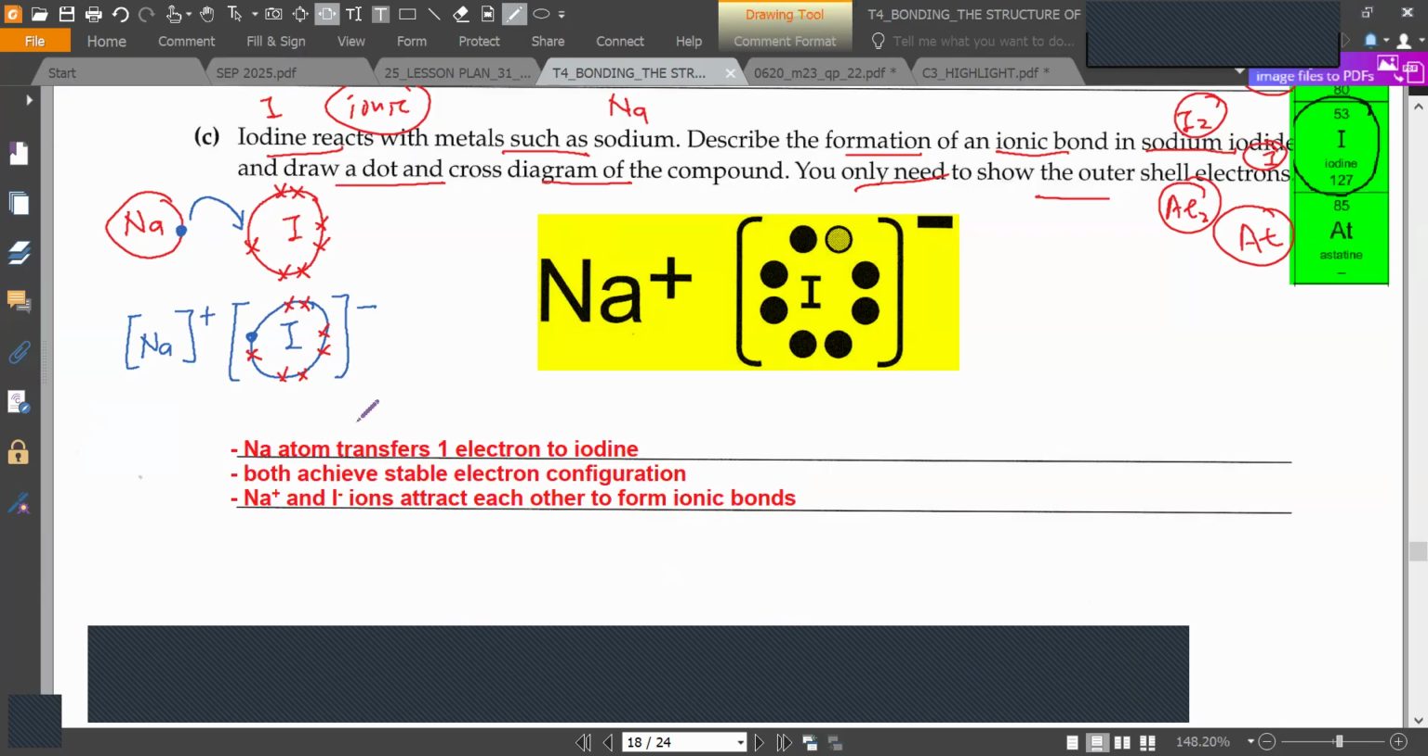Basically, the sodium atom transfers 1 electron to iodine. Because of that, both will achieve a stable electron configuration. Sodium starts with 2,8,1, and after losing the electron, in the end it is 2,8, so it also has a full shell. Then we form the sodium ion and the iodide ion. Because of the different charges, they will attract each other to form ionic bonds. So this is how we describe it. Okay, next.